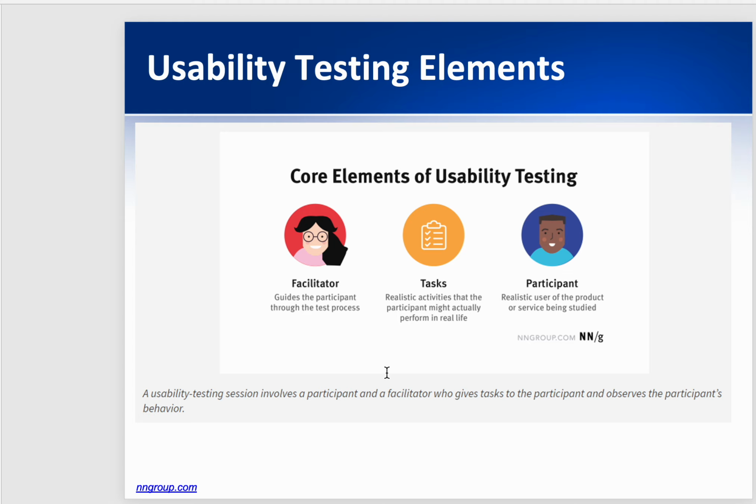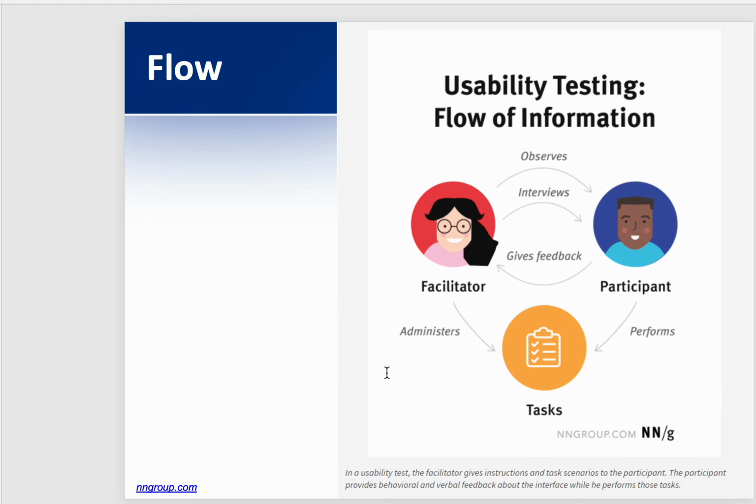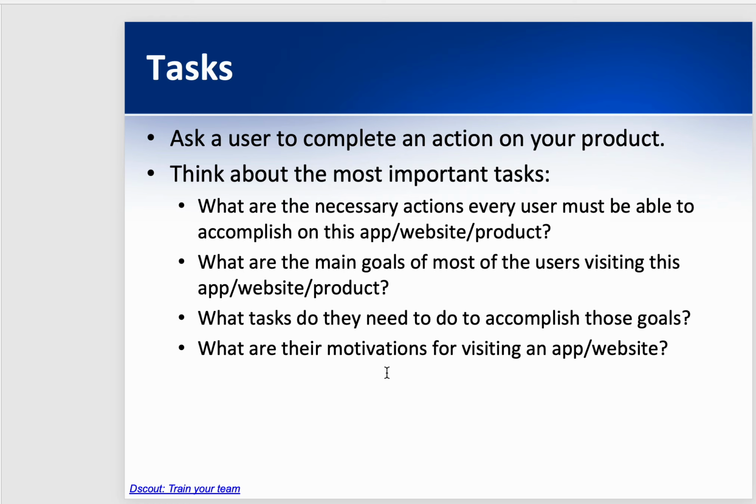In usability testing, there's a facilitator, who might be the researcher, but is the person leading it. There are the tasks, and then there's the participant. The facilitator is the one who's observing the participant, maybe interviewing the participant after, and the participant is giving this feedback to the facilitator. And the participant is performing the tasks that the facilitator asked them to do.